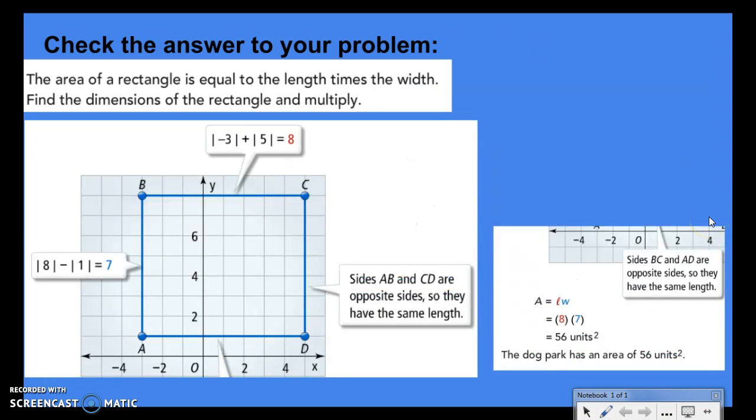Alright, so we just figured out what the area of a dog park is. Here is your answer. So your length is 7 units and your width is 8 units. And so the area of a rectangle is area equals length times width, 8 times 7, which is 56 units squared. Okay.